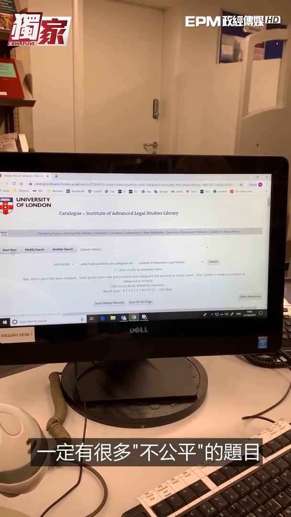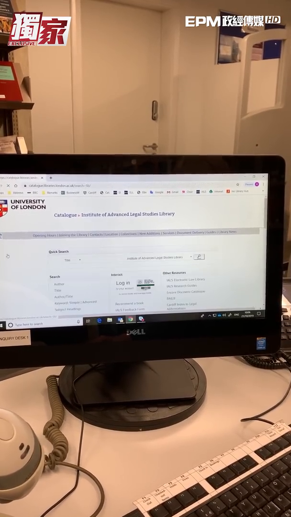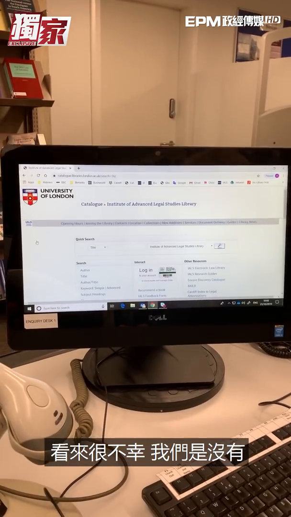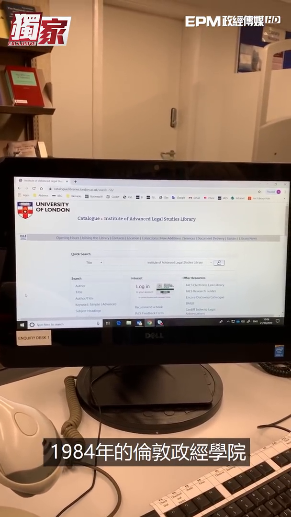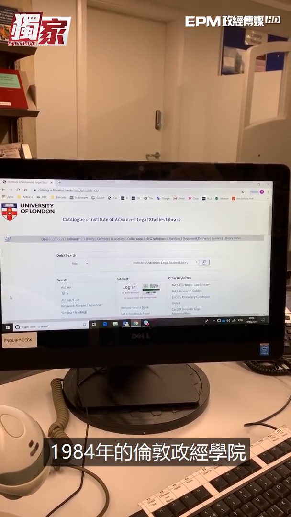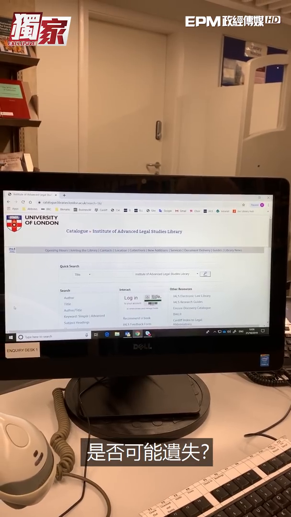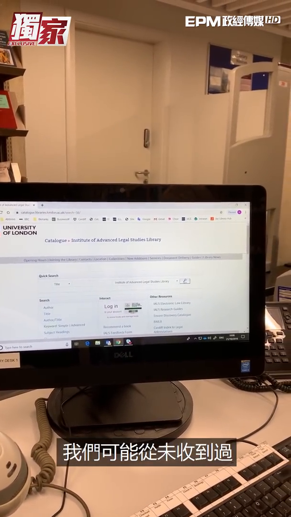There must be a lot of unfair things. Yes. So it looks like we don't have that one, unfortunately. Is it a University of London thesis? LSE, it should be 1984. Yeah. So is it possibly missing? Or maybe we never received it.